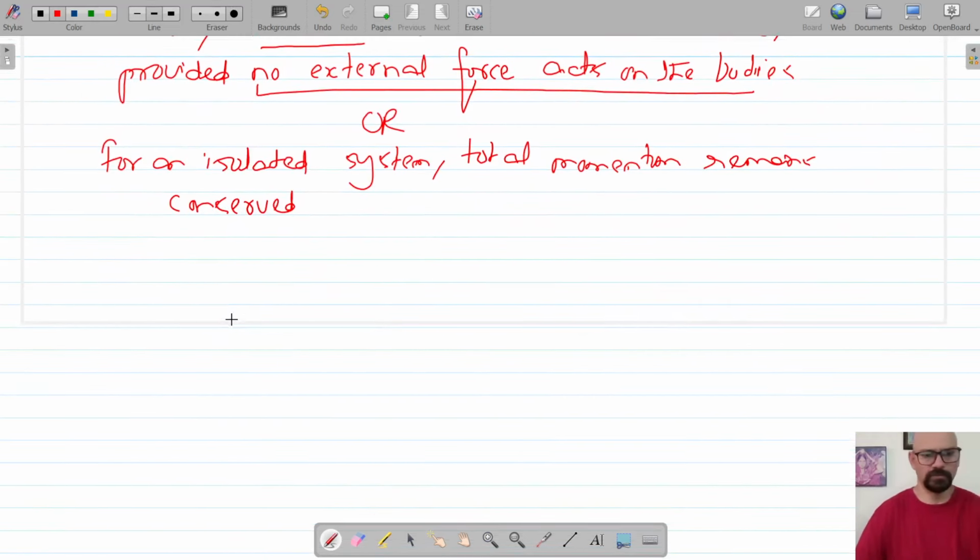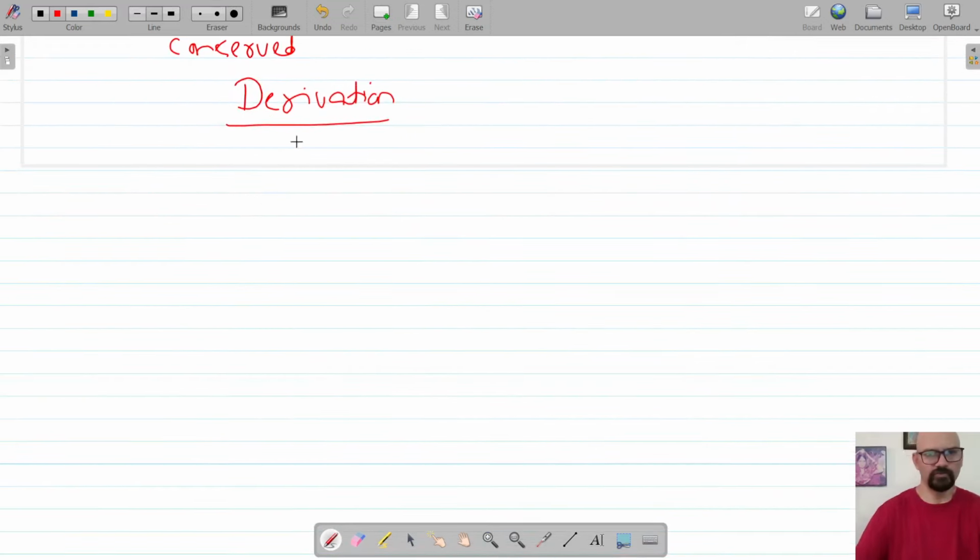Okay, let's try to prove how the total momentum of the two bodies, or the system of two or more bodies, remains conserved. Let's say there are two objects A and B. So we are about to derive the law of conservation of momentum. So we have these two bodies. Let's say this is object A and this is object B, and they interact with each other. Let's say they collide with each other.